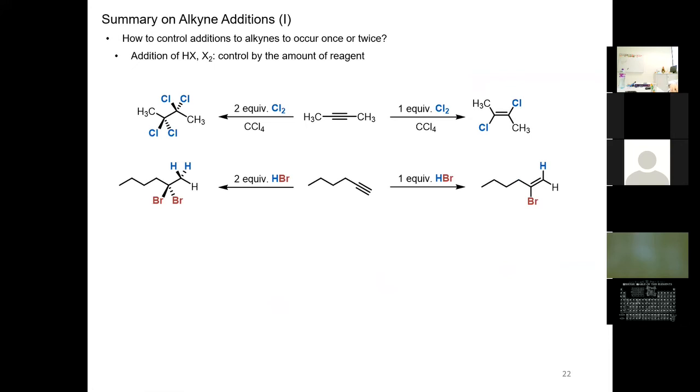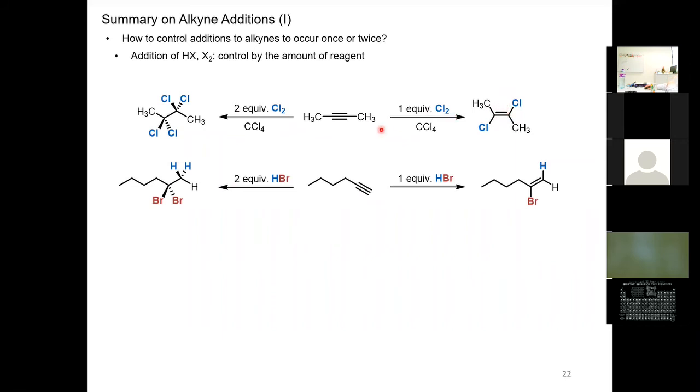Okay, so if I summarize all the reactions I talked about, the addition reactions, an interesting question is how to control addition to alkynes to occur once or twice. As I mentioned, if you have the addition of dihalogen or HX, you can simply control the equivalents of the reagent you add. If you add only one equivalent of chlorine, you get the alkene. It only happened once. The two chlorides are trans to each other because it goes through an anti-addition and the halonium ion.